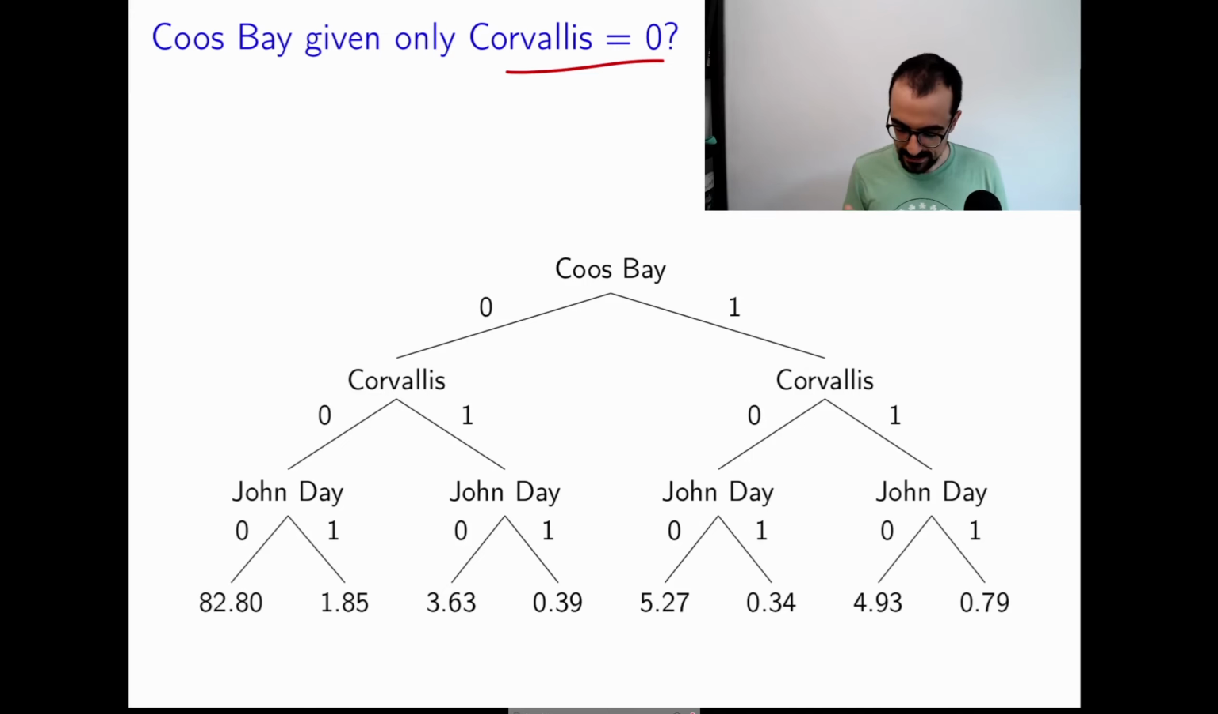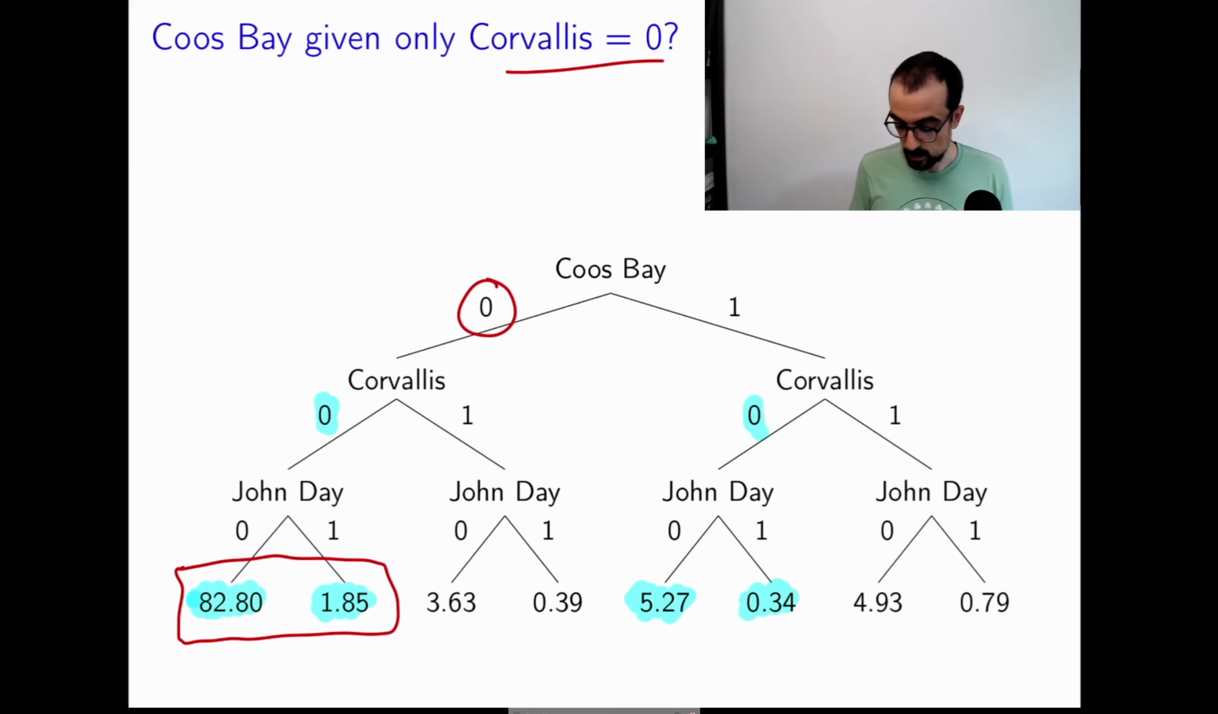So we're interested in fixing that it doesn't rain in Corvallis, okay? And we want to see what happens in Coos Bay in that case. So these are the values for which it doesn't rain in Corvallis. And we might be interested in the probability that it does not rain in Coos Bay. So how are we going to compute the conditional probability that it does not rain in Coos Bay given that it doesn't rain in Corvallis? We're going to take these two values and add them up together. And that's going to give us a certain value.